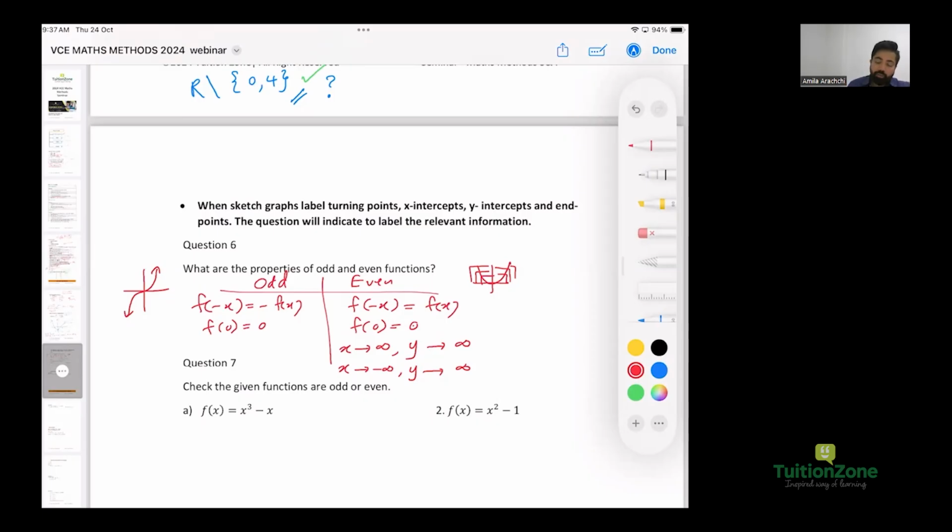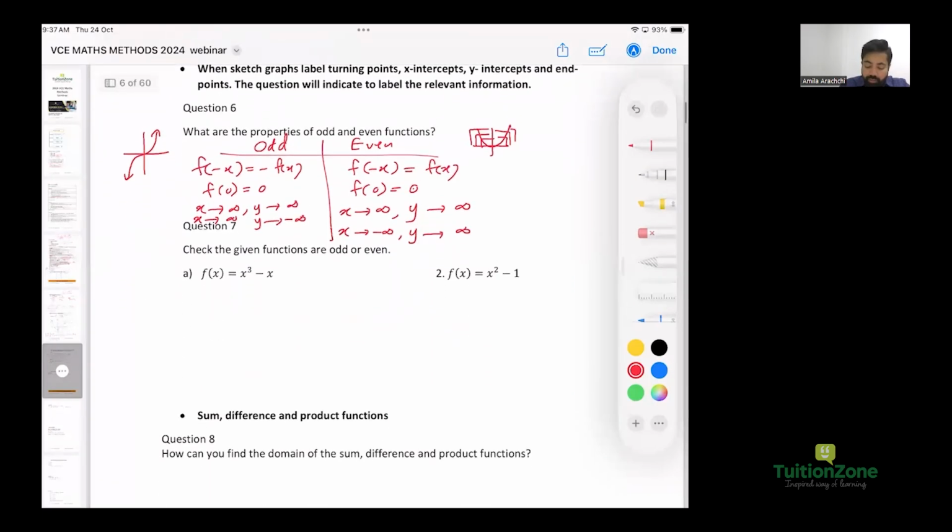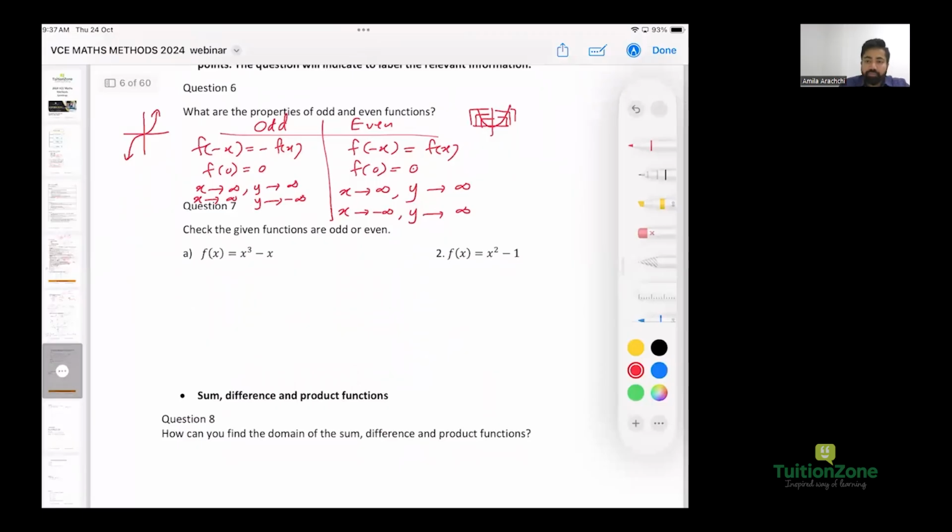And how about the odd? If x goes to positive infinity, y goes to positive infinity, perfectly fine. But if x goes to negative, then y goes to negative infinity, not positive. So those are the similarities and differences between odd and even. Just note that down. Add them to your book, just memorize them if you don't know them.